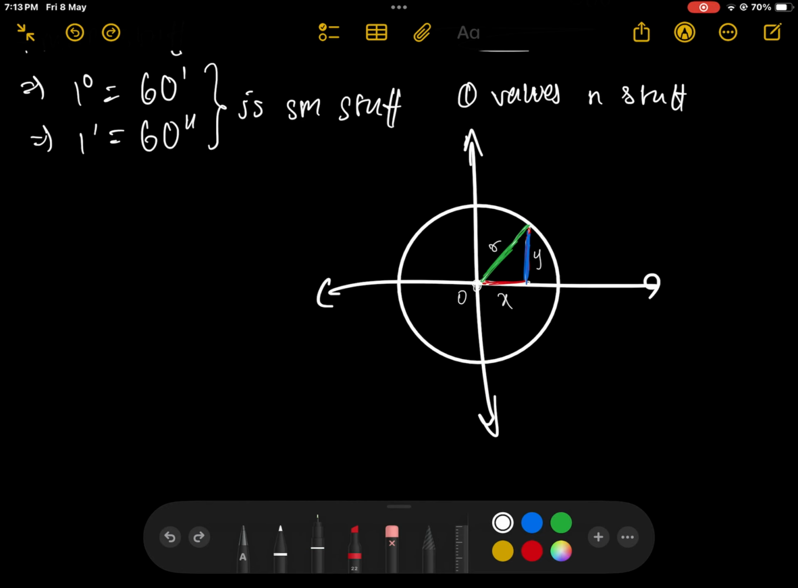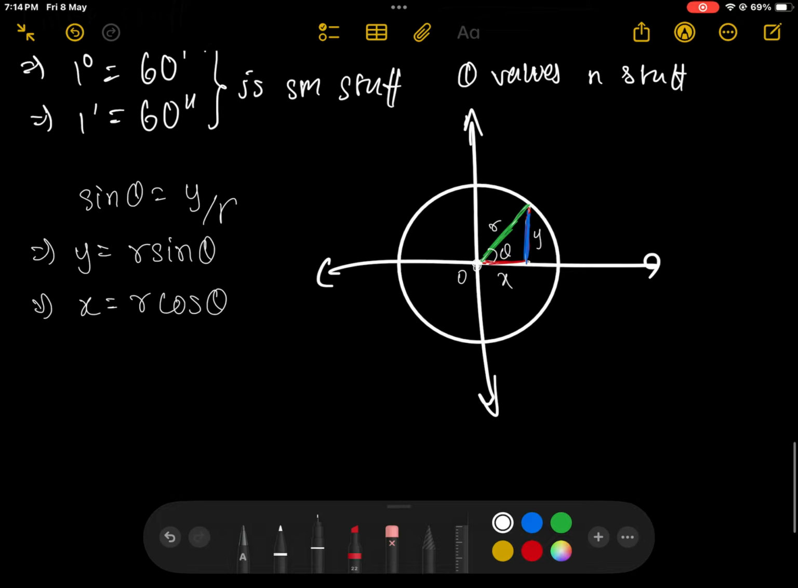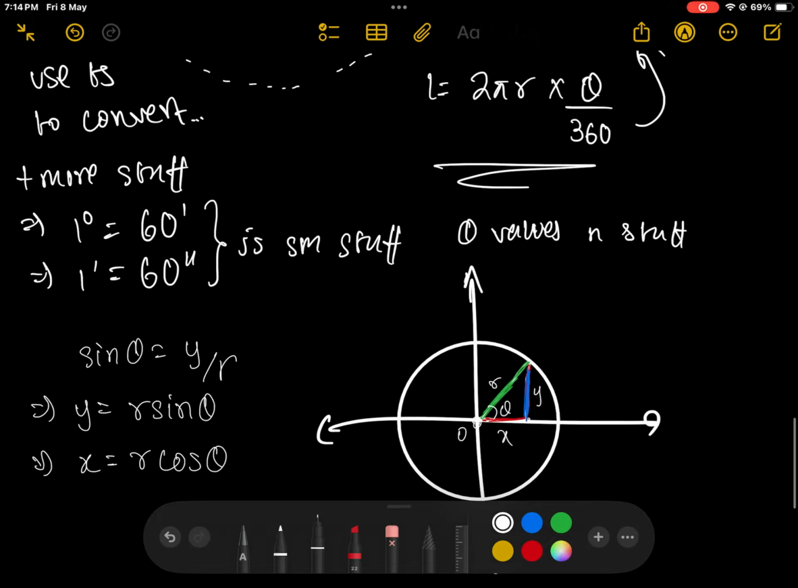Now using what we did before, you're going to find sine theta, which is going to be y by r. So then y equals r sine theta, and x equals r cos theta. This is actually important in vectors, but we're doing Trigo right now, so forget about physics and just think about this.